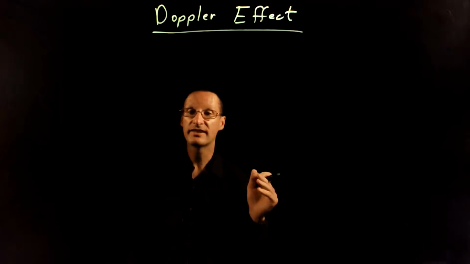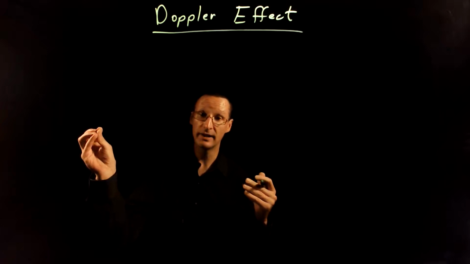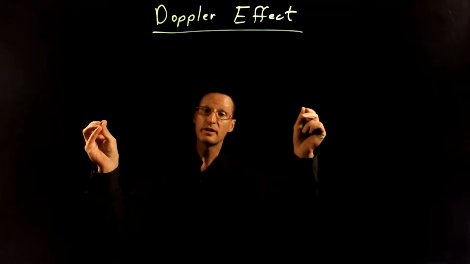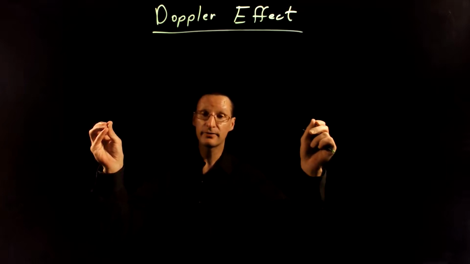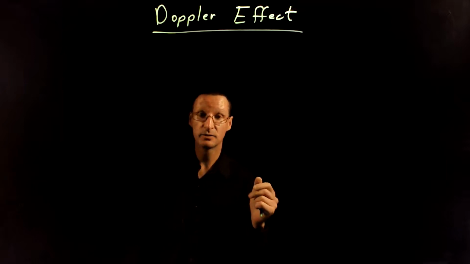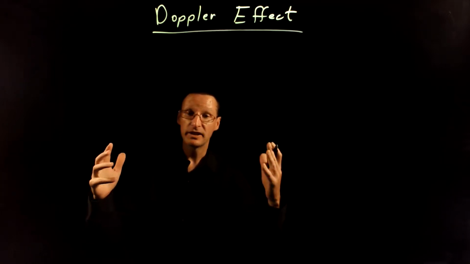Let's talk about the Doppler effect. The Doppler effect is when you have a source of some waves moving relative to the receiver of those waves, and the receiver will perceive a different frequency than is emitted at the source because of that relative motion. Let's talk about a situation with sound.